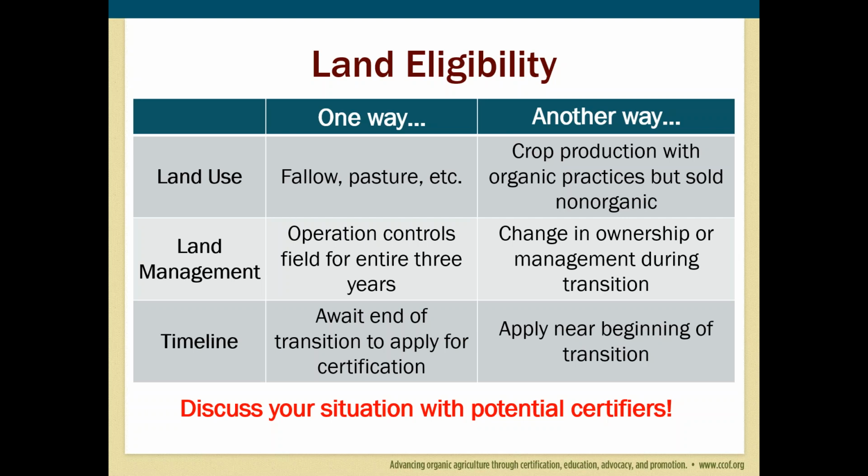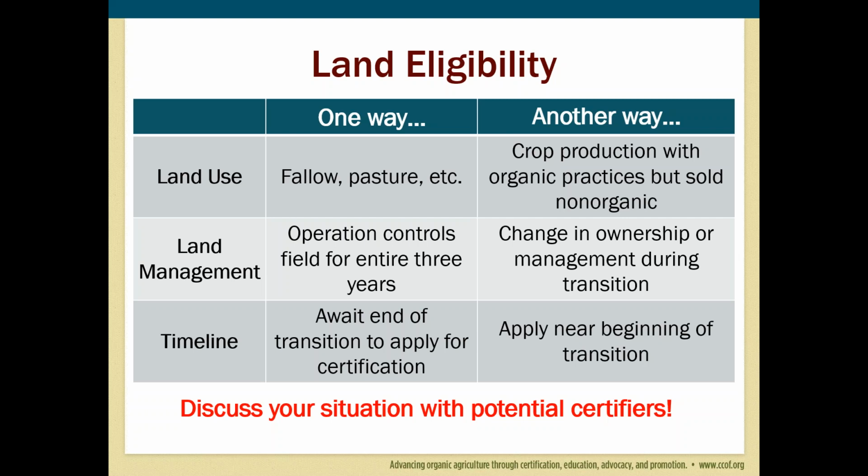There's not one right way. And finally, the timeline in terms of when you apply for certification. Some operations, I would say most, choose to wait until near the end of the 3 years to apply for certification. The obvious advantage here, and the reason this is more common, is the cost savings. But there are other farms that prefer to apply for certification during the transition or even near the beginning. These operations have their inspections and complete all aspects of the certification process during that time, until the transition ends and they receive a certificate.